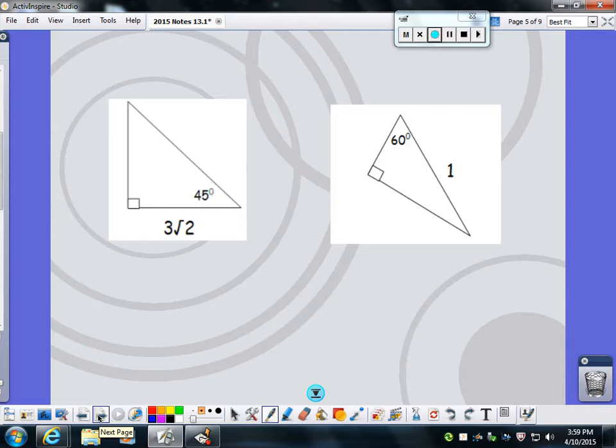All right, 45, 45, 90 again. What do we have? We have one of the legs. So we know we're going to multiply to find the hypotenuse. This leg is going to be 3 square root of 2. We're going to multiply 3 square root of 2 times the square root of 2, which gives us 3 times 2, which is 6.